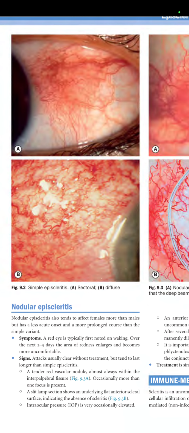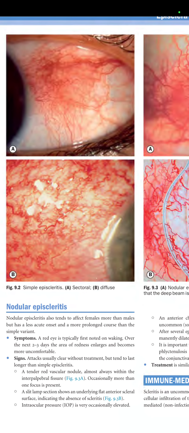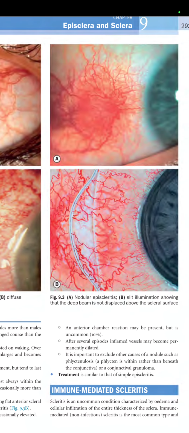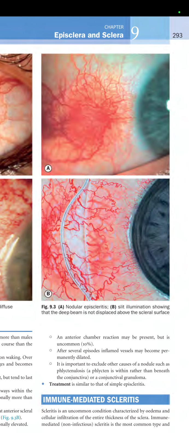A tender red vascular nodule, almost always within the interpalpebral fissure, occasionally more than one focus, is present. A slit lamp section shows an underlying flat anterior scleral surface, indicating the absence of scleritis. Intraocular pressure is occasionally elevated. An anterior chamber reaction may be present but is uncommon, about 10%. After several episodes, inflamed vessels may become permanently dilated.